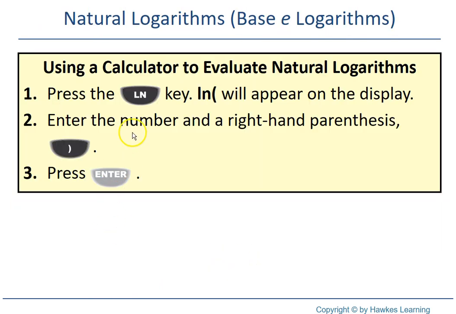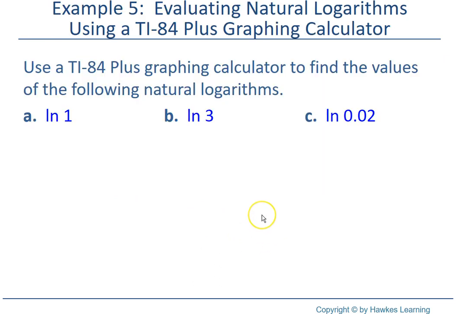Alright, let's go on. Now for using your calculator when you're dealing with base E, there is a key LN, natural log. You just put in your number and then usually a closed parenthesis, then hit enter. So let's check these out. Again, have your calculator handy, and this is example 5, natural log of 1, natural log of 3, and natural log of this.